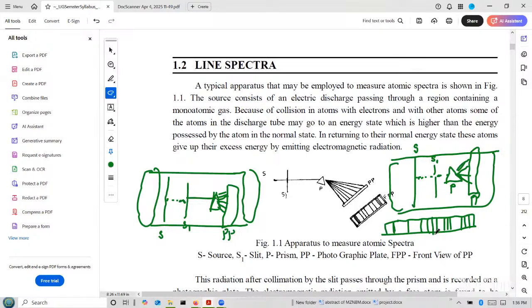The view of the photographic plate is this. The first line in the spectrum I am calling H alpha, the second line is called H beta, and the third line is called H gamma. As we move, the lines are very close compared to the beginning point. This is the explanation of the line spectrum.